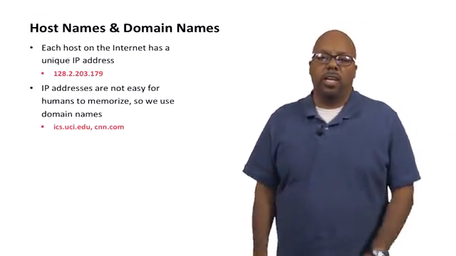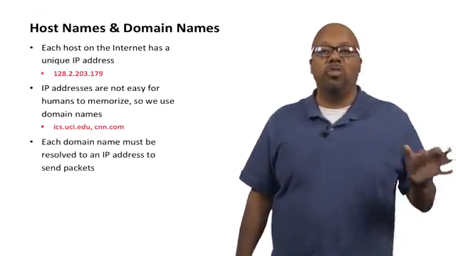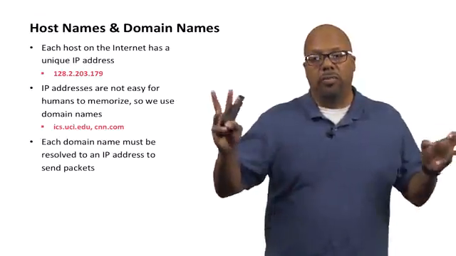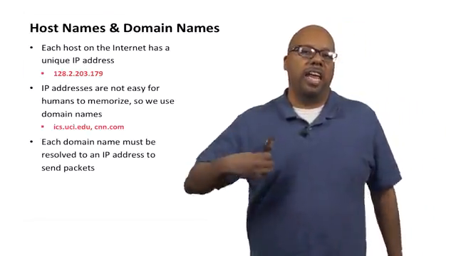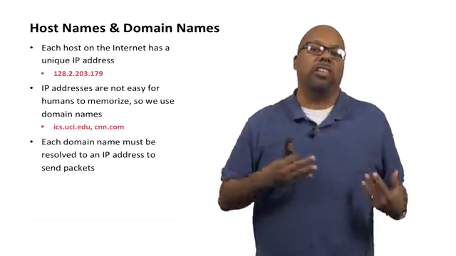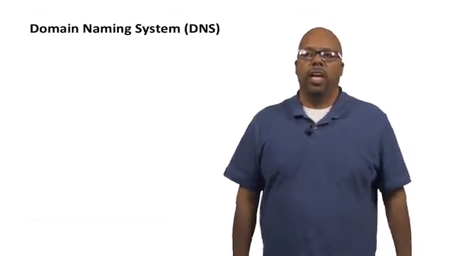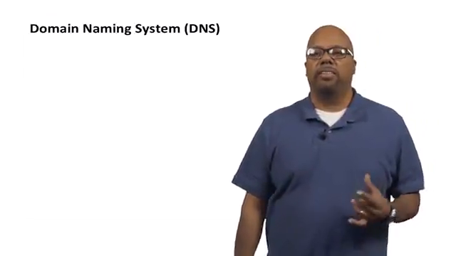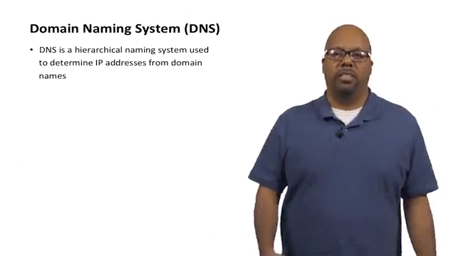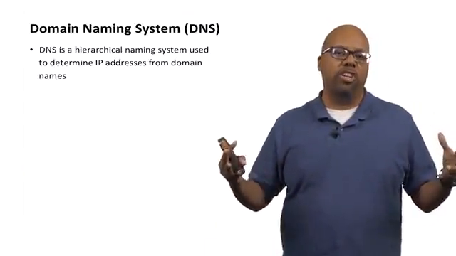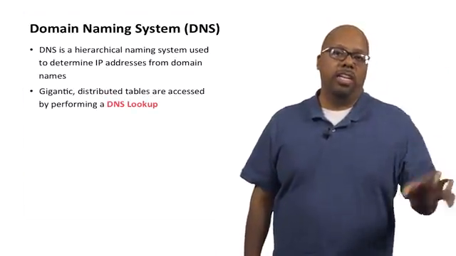Humans can memorize that. So in order to send a message, each domain name that the human knows has to be resolved into an IP address to send the packets. The human types in the domain name, and then that has to get automatically converted into an IP address that can be included in the packet header, and the message can be sent. For that, we use what's called the Domain Naming System, DNS. DNS is basically a big hierarchical naming system to determine IP addresses. Imagine a big table that maps domain name to IP address.